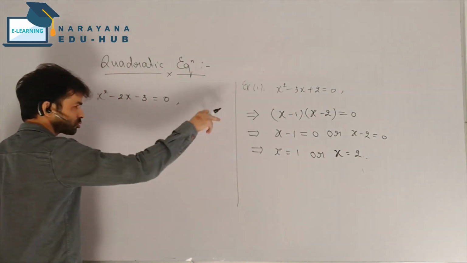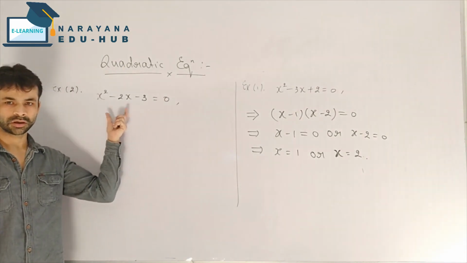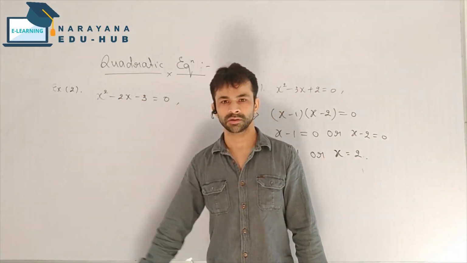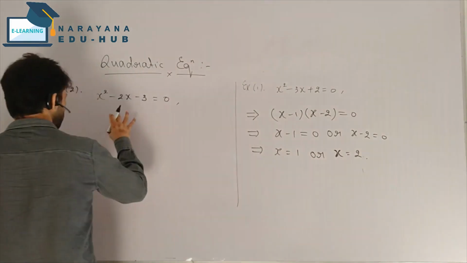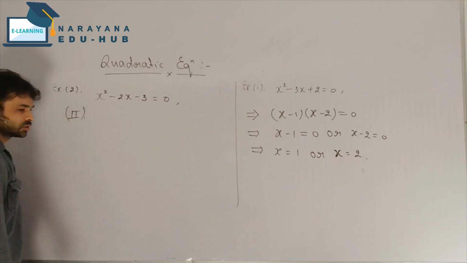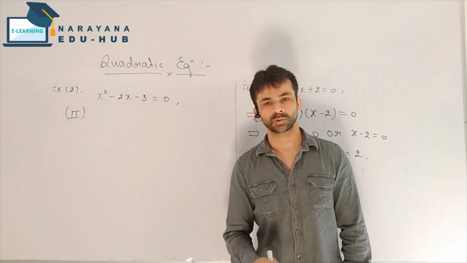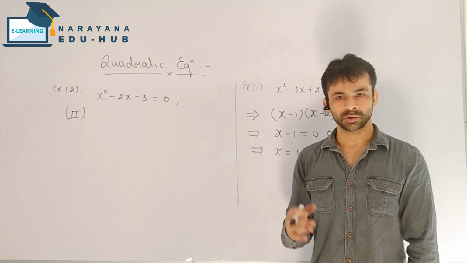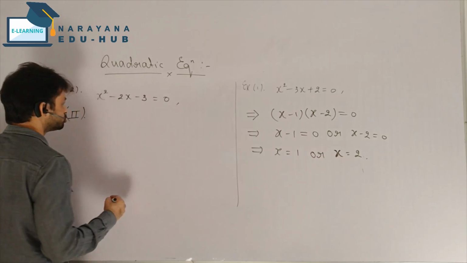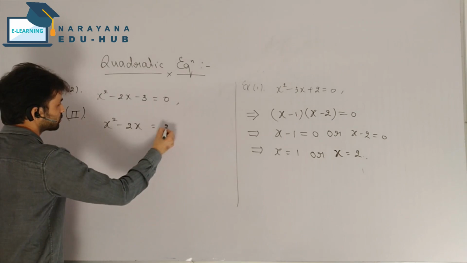One method was through factors. We can also factorize this. We can solve this. Solve it once through factorization. Now I will be solving through another method, meaning how to derive the quadratic formula. Using that derivation, I will be solving this. So I will write x square minus 2x equal to 3.